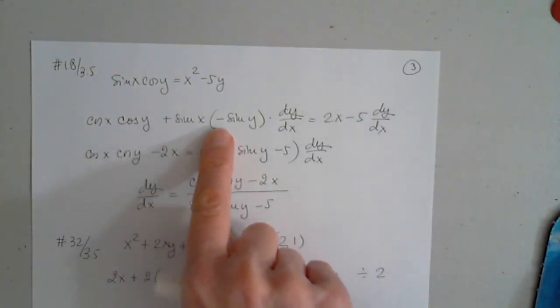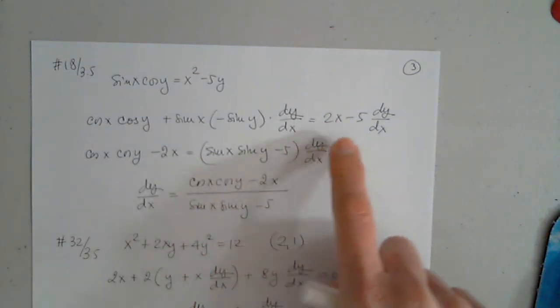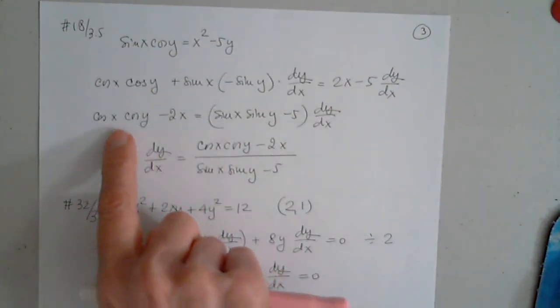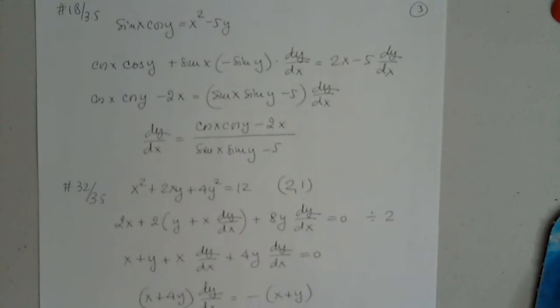So this is negative here. I move it to the other side. It becomes positive, minus 5. And then I divide this by this to get dy over dx.